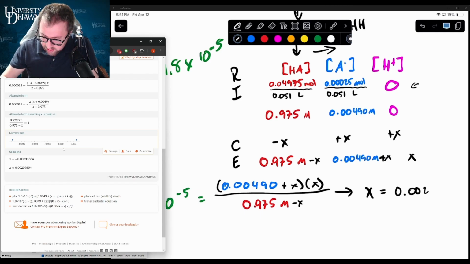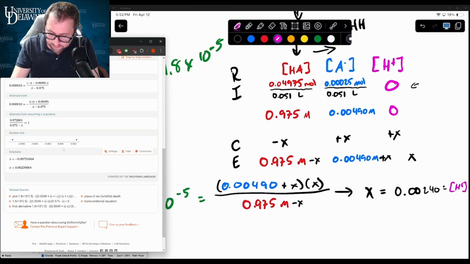All right, so now we have x is equal to 0.002, we'll just call it 240, 24. Then we take the negative log of that to get our pH, because that's equal to our H plus concentration, negative log base 10.